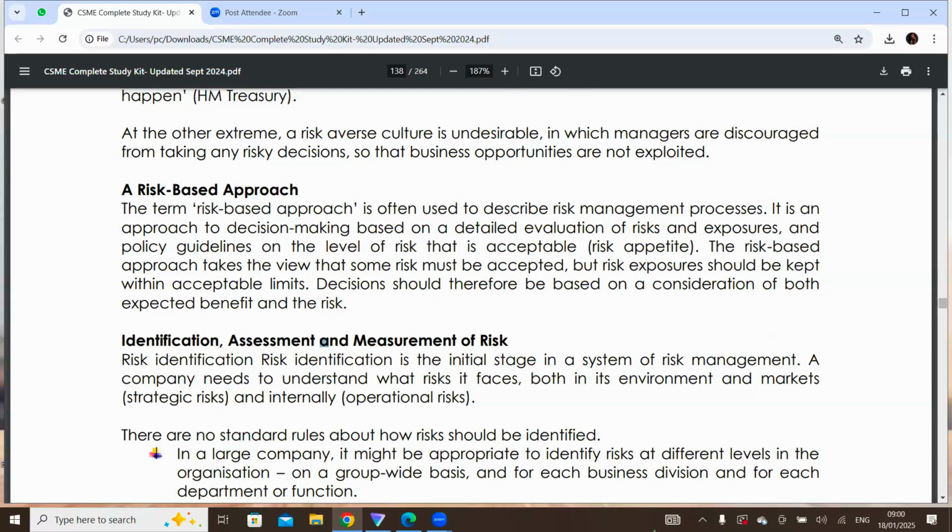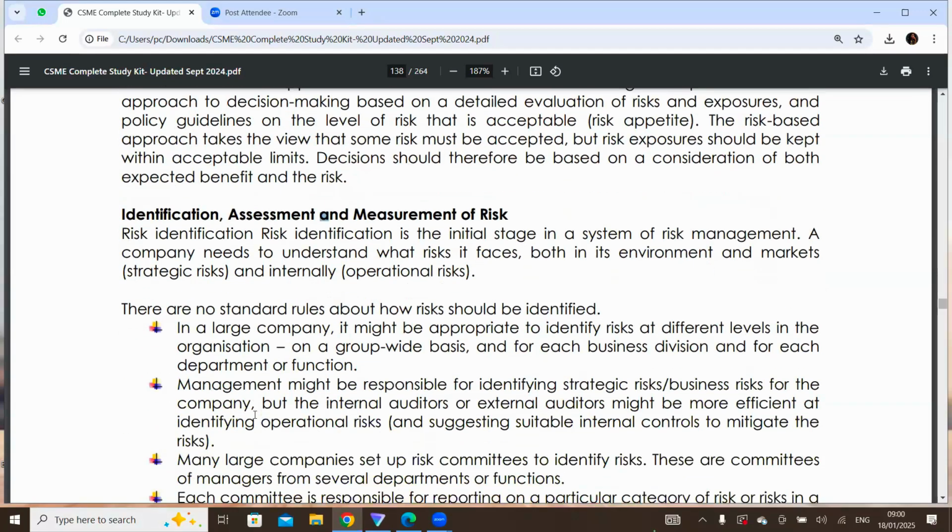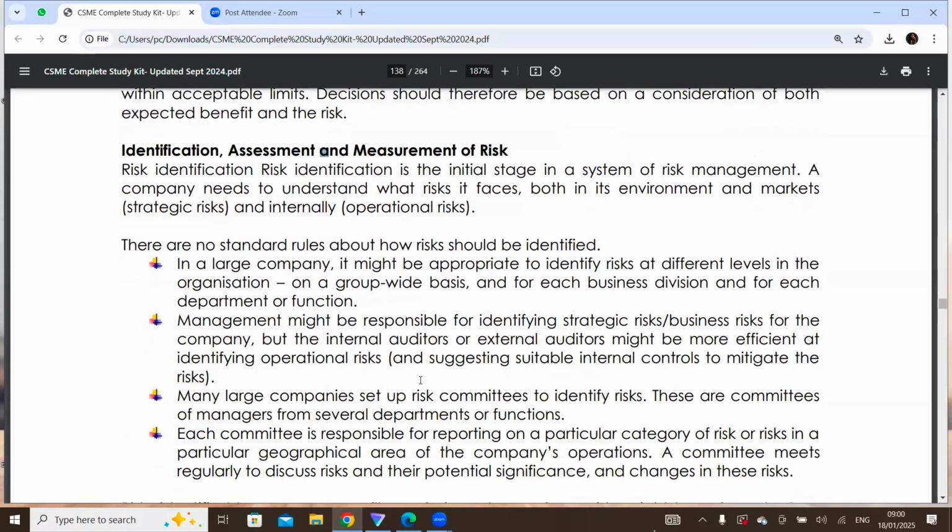engagement. So let's read what they have written here. We have risk identification as the initial stage of risk management. A company needs to understand what risks it faces, both in its environment and its market. So both externally, which is strategic risk, and internally, which is operational risk. Strategic risk is the risk that's coming from outside, your PESTLE, right? You're not on models, but PESTLE is political, environmental, socio-economic, technological, ecological, and legal environments. Those things are your strategic risks.